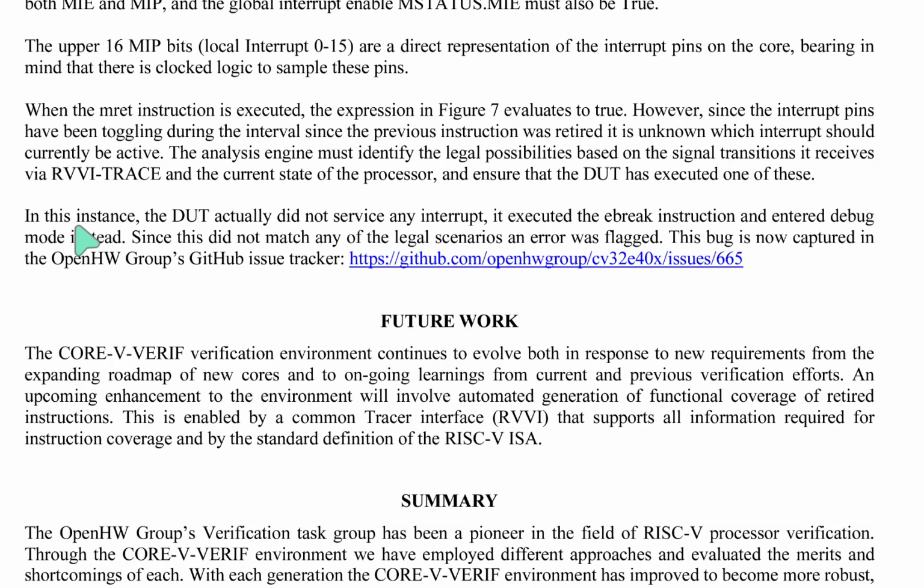So in this instance, the DUT actually did not serve an interrupt. It executed the break instruction and entered debug mode instead. Since this did not match any of the legal scenarios, an error was flagged. This bug is now captured in an OpenHW Group GitHub issue, linked here.